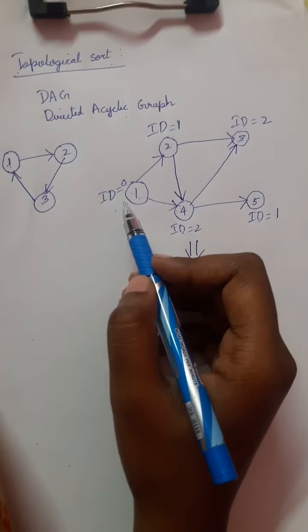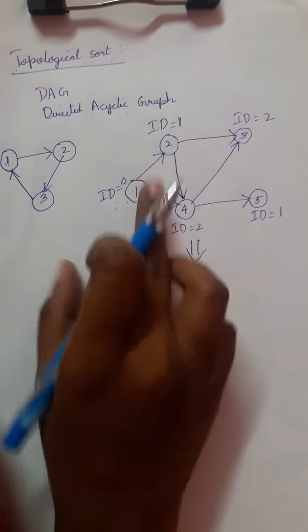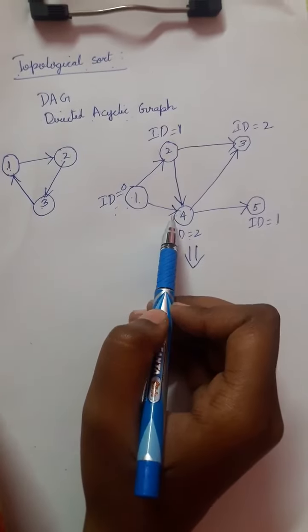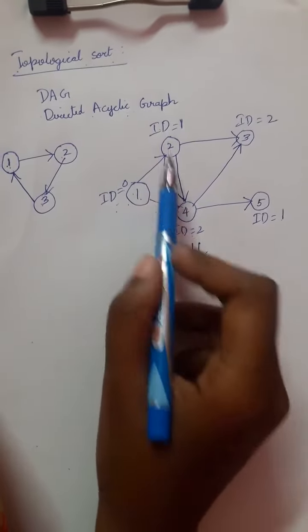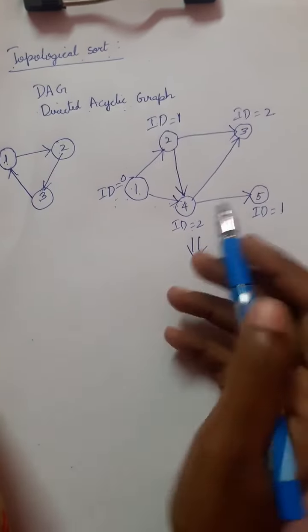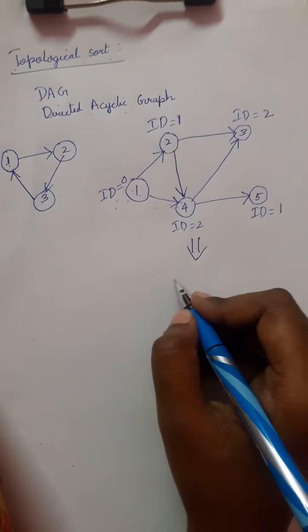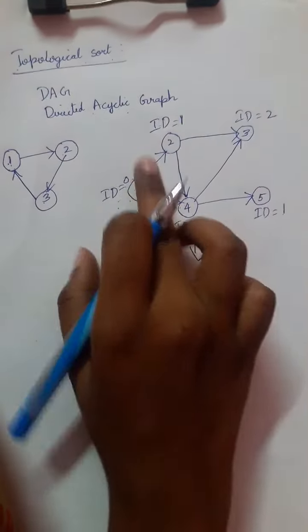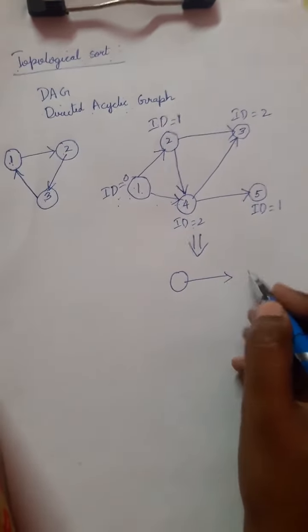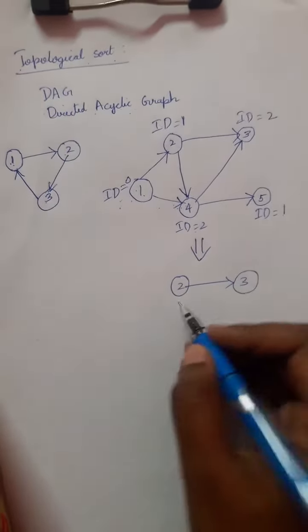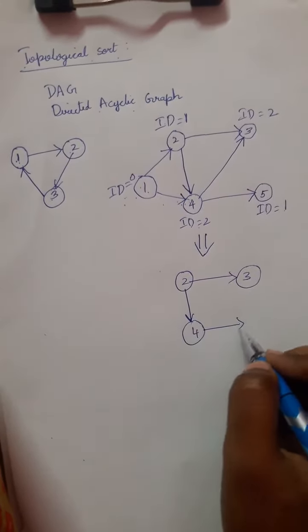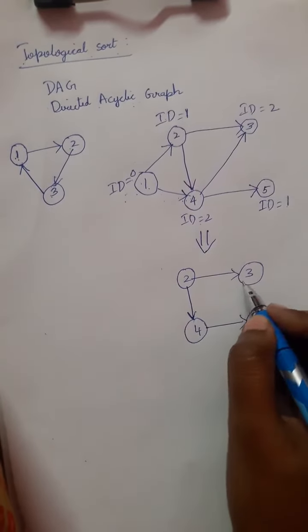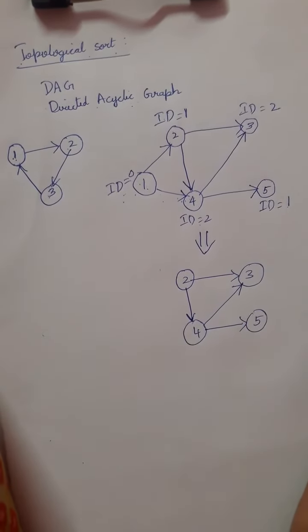How do I eliminate it? If I eliminate 1, these arrow marks will be removed. If I remove these arrow marks, the in-degrees will also change. So we first draw the diagram after eliminating 1 and its arrow marks. The diagram will be like this: 2, 4, 5, and then this one.